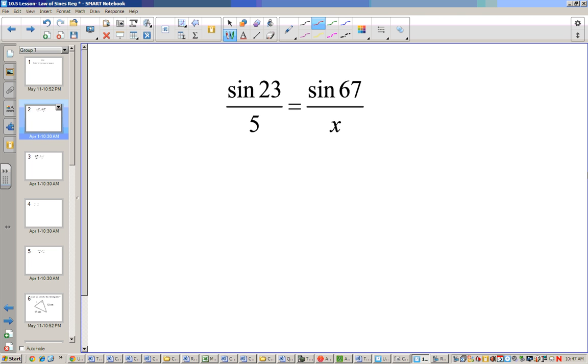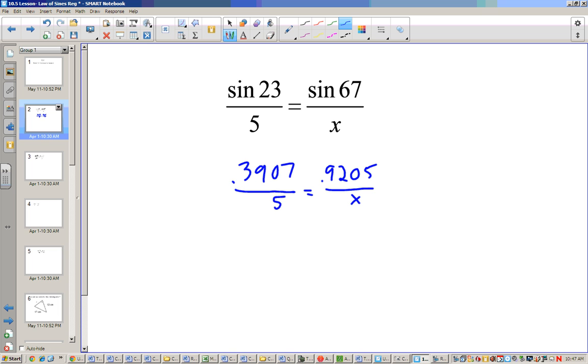Again, make sure your calculator is in degree mode, and then I'll do the sine of 23 and the sine of 67. The sine of 23 is 0.3907. Put that over 5. The sine of 67 is 0.9205. And put that over x.